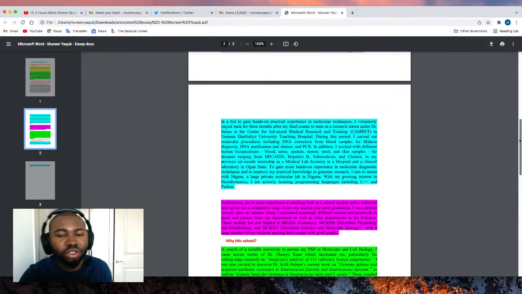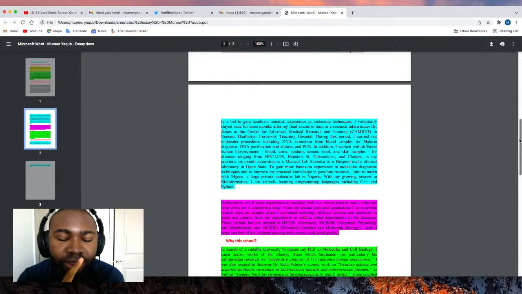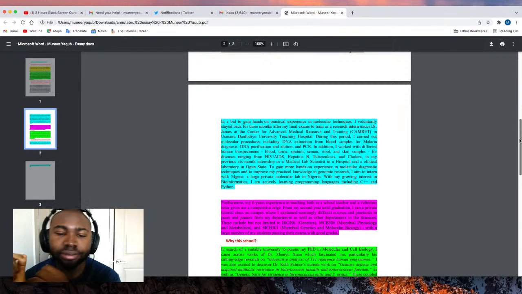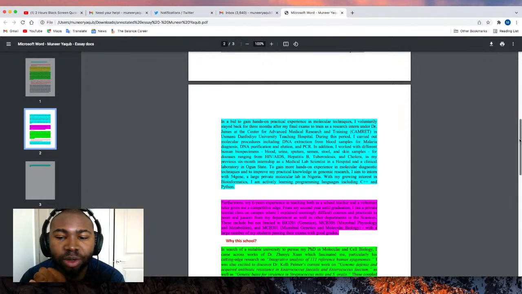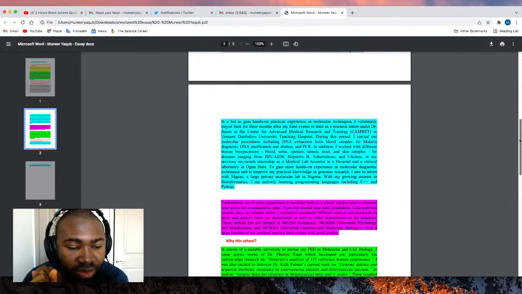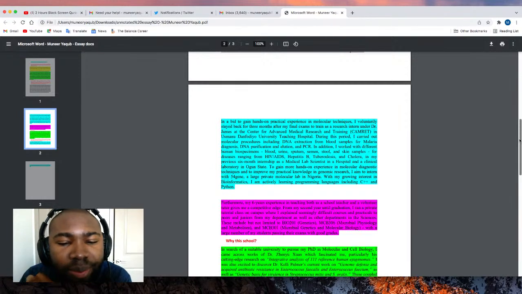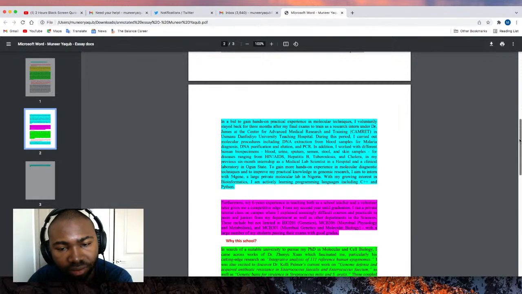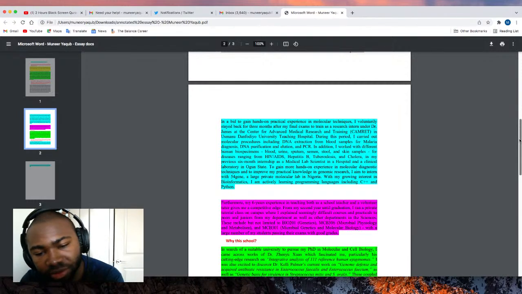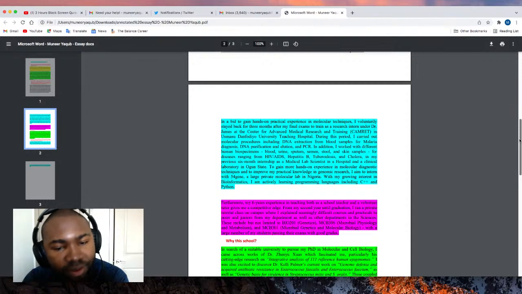So now to the fourth paragraph. In the third paragraph I talked about my publications, especially publications. And then the fourth paragraph I talked about, okay, so what research experience do I have in this field? What are the work experiences I've had in this field?